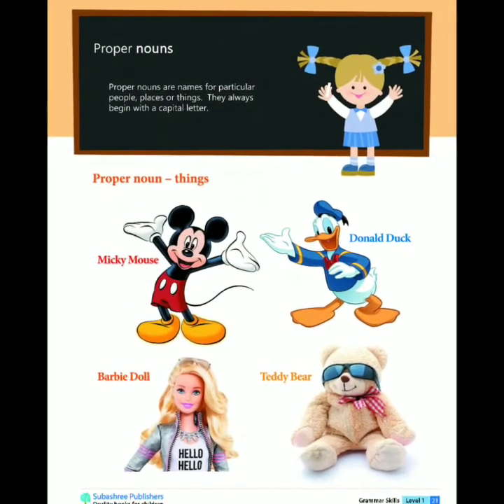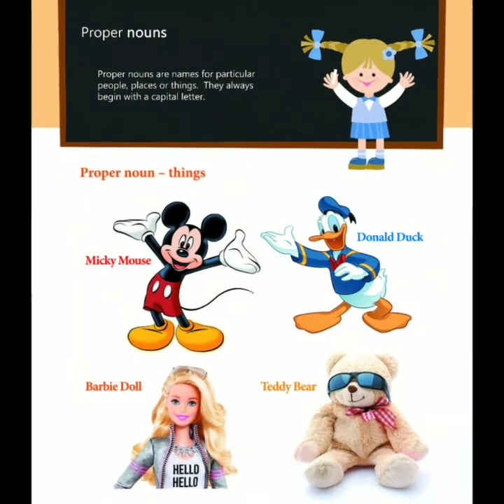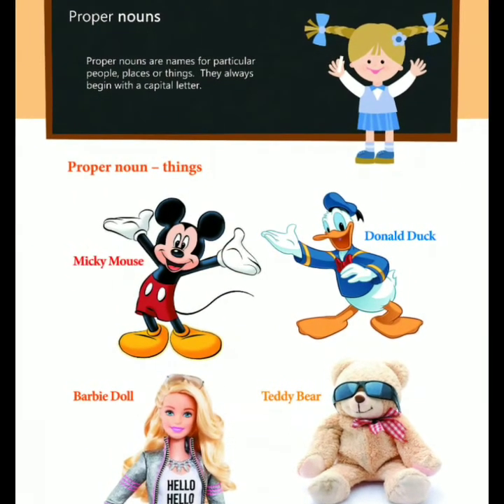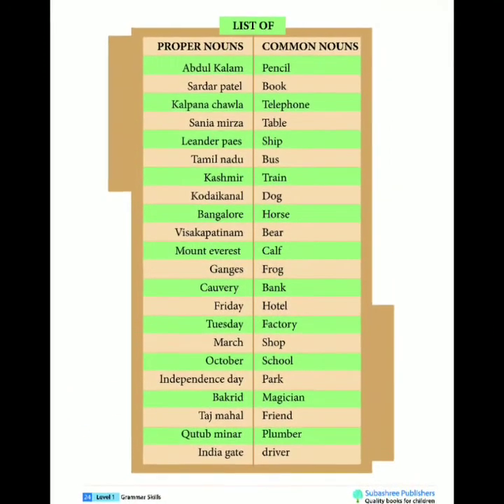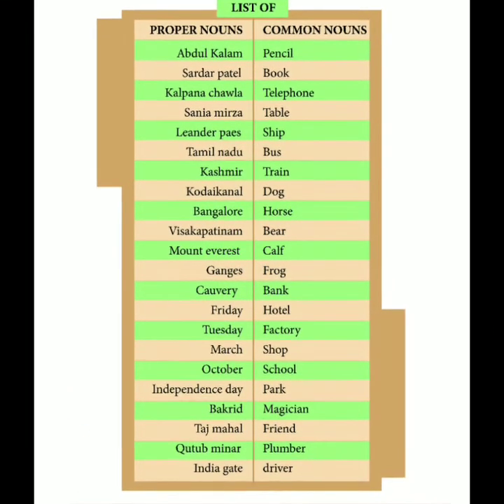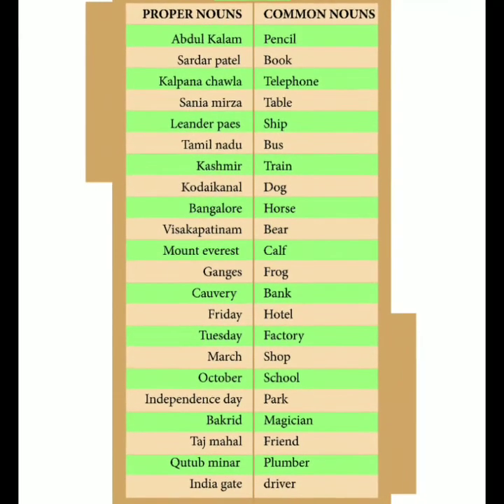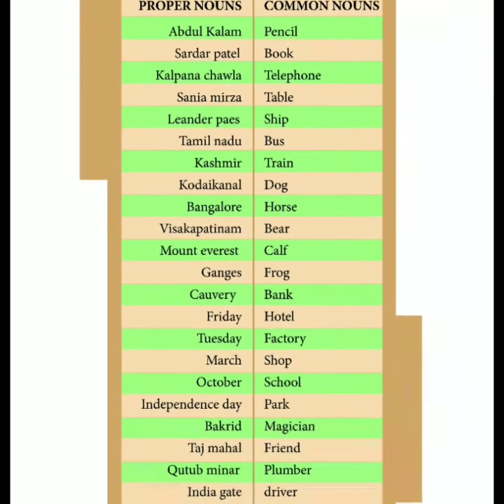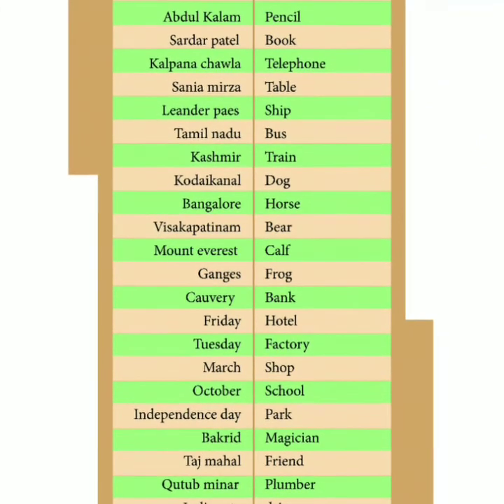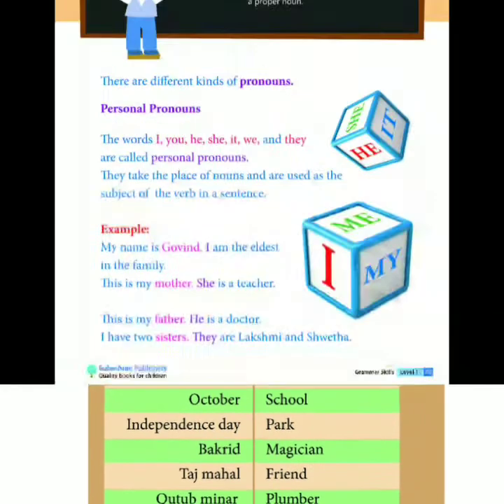Let's look at the examples of proper nouns of things. Mickey Mouse, Donald Duck, Bobby Doll. These are the proper nouns of things. Let's see the list of proper nouns and common nouns. Abdul Kalam is the name of a person, hence it's a proper noun. Pencil is a common noun. Likewise, Tamil Nadu is a proper noun. Bus is a common noun. River Ganges is a proper noun. Frog is a common noun.